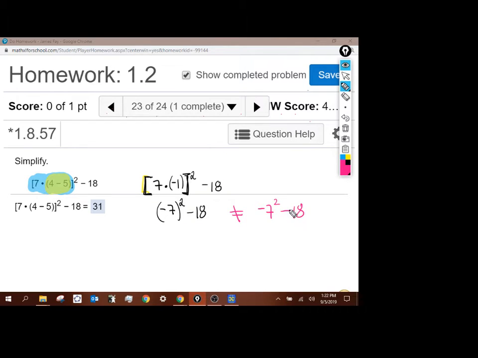Does that make sense, everybody? Okay. This is what a lot of people want to write down because they've done the work to get rid of parentheses. But because there's that power of 2 there, it makes sense to keep those parentheses so that we remember that what's being squared here is actually a negative number. So what's negative 7 squared? 49 minus then 18, and there's the 31 that you're seeing right there.